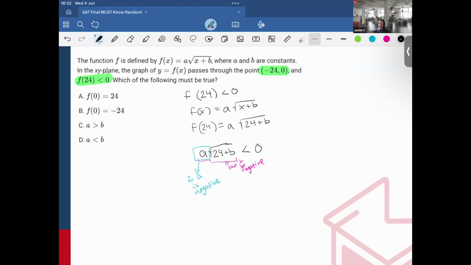And some students might come at me and say, but what about imaginary numbers? Imaginary numbers are not tested on the SAT. There will be no negative square roots. It's not possible. So I know for sure that a is negative.